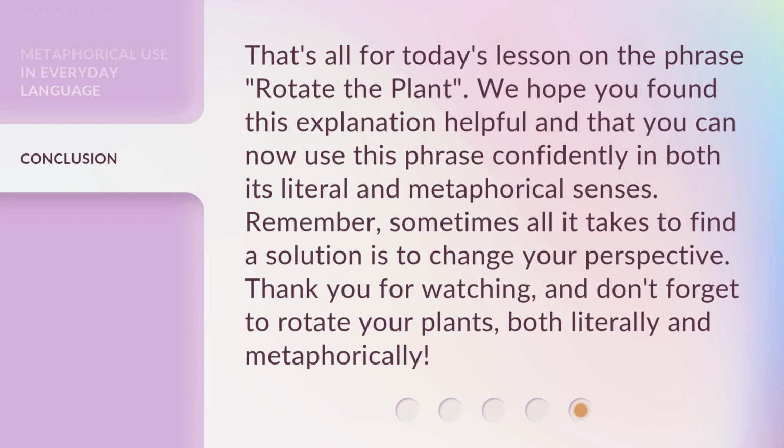That's all for today's lesson on the phrase, rotate the plant. We hope you found this explanation helpful and that you can now use this phrase confidently in both its literal and metaphorical senses. Remember, sometimes all it takes to find a solution is to change your perspective.